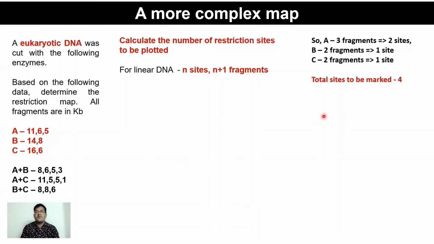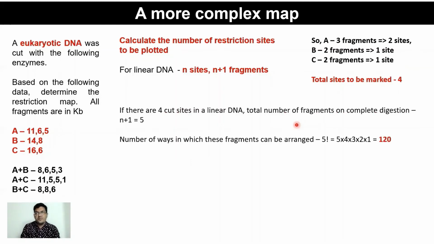And if the total sites on a linear DNA are 4, the possible number of fragments are 5. And therefore, the possible number of arrangements is 5 factorial, which is 5 into 4 into 3 into 2 into 1, which is equivalent to 120. So of the 120 possible arrangements, we have to look for the arrangement that satisfies our condition. And also, what is important to remember, and I pointed out earlier also, is the fact that you could have more than one possible map for the same combination of patterns that you see, right?